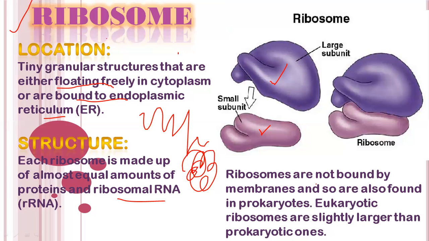So these ribosomes are not bound by any membranes. They are present in eukaryotic as well as in prokaryotic cells, because in prokaryotic cells no membrane-bound organelle is present. So they are not membrane bound, but just the ribosomal RNA twisted around the protein, forming the globular structure, and they form their structure like this. One is the larger subunit and the other is the smaller subunit.